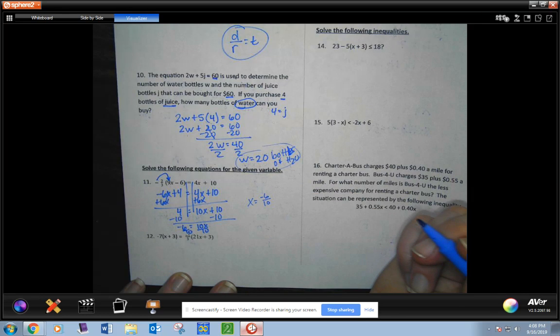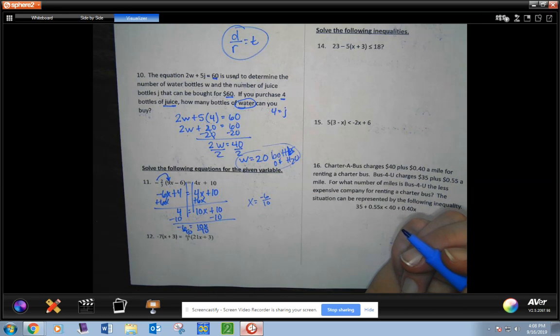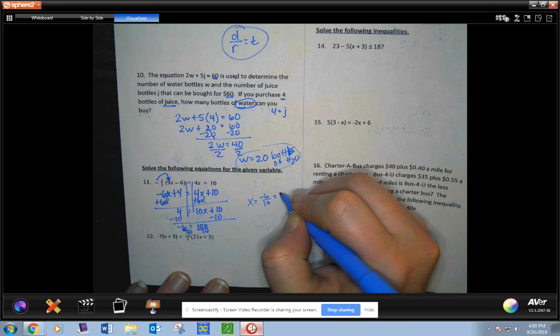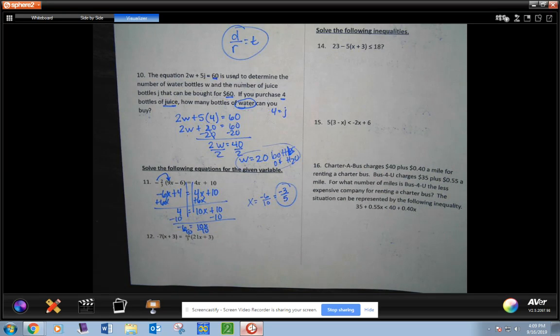That can't divide. So regular, y'all can use the calculator and let it simplify for you. Honors, you must simplify by yourself. So 2 can go into both of those. That can go in 3 times, and that can go in 5 times. So my answer is negative 3/5.